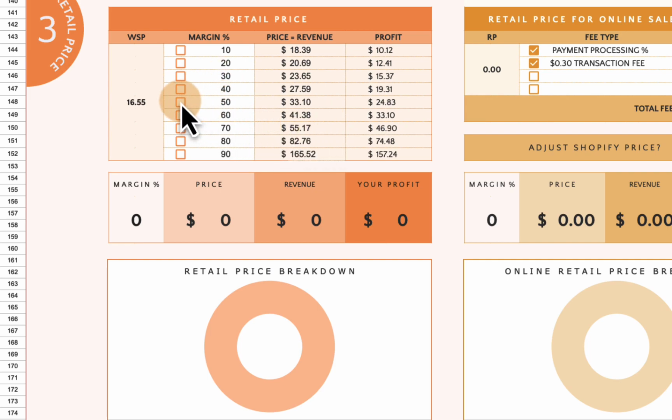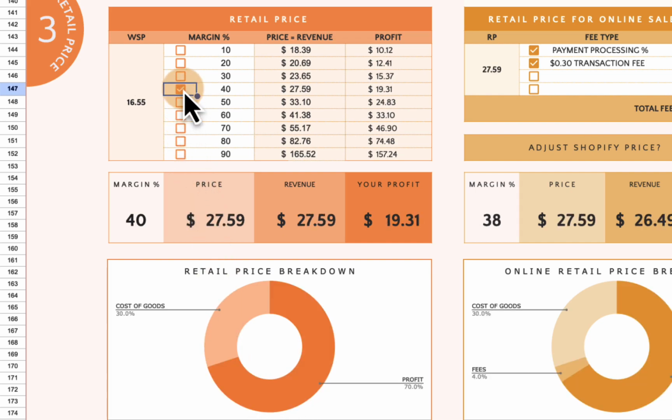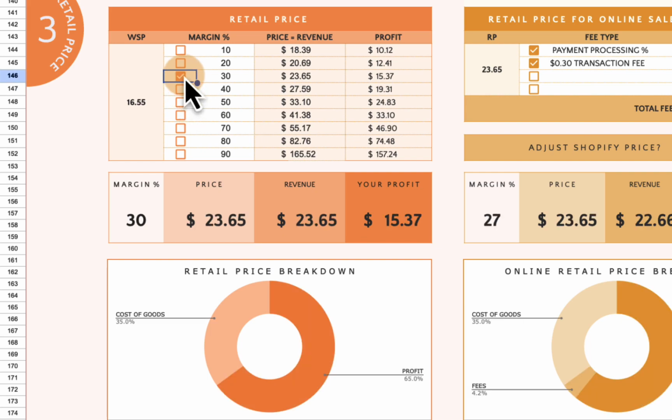This decision is up to you, but 50% is a golden standard you should aim for. With 50% margin, your price is now $33 and your profit is $24.83. You can now see how profit relates to cost of goods. Feel free to play around with profit margins until you reach your desired numbers.